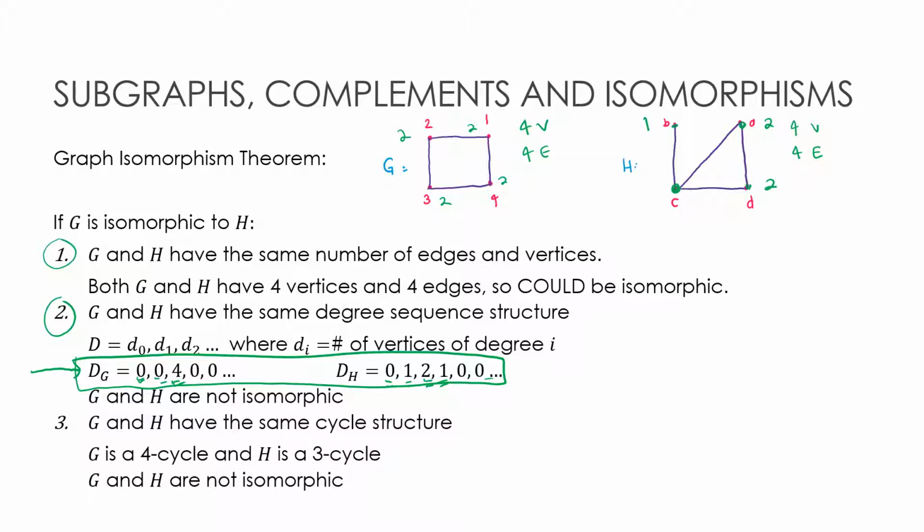Now, if you make it through steps 1 and 2 and you're still in yeses, then you would look at a cycle structure. So again, we're looking at a cycle 1, 2, 3, 4, whereas this is a 3 cycle, and again, they're not isomorphic.